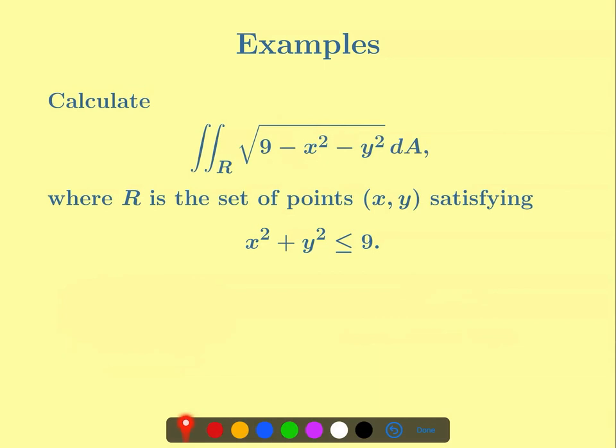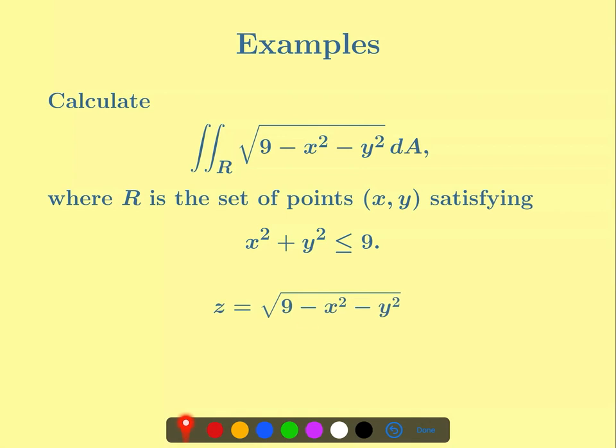Let's do one more example. This example is different because I don't have the height being just a constant. Now the height is something different. We are integrating over the same region we had before in the xy plane, this circle of radius 3 centered at the origin. Let's look at this height function. So z equals the square root of 9 minus x squared minus y squared.